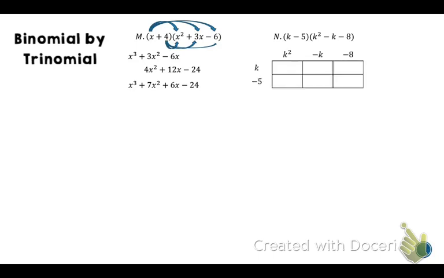Now let's do this one. I'm going to use the box on this one. I'm showing you both methods so that you can decide, okay, I like this better, or I like the way this organizes it better. It doesn't matter which one, okay? So we have k minus 5 on the left, k squared minus k minus 8 on top. So k times k squared is k cubed. K times negative k is negative k squared. K times negative 8 is negative 8k. K squared times negative 5 is negative 5k squared. Negative 5 times negative k is 5k. Negative 5 times negative 8 is 40. You can pull that out, so you get k cubed minus 6k squared minus 3k plus 40. You can do those next two examples.